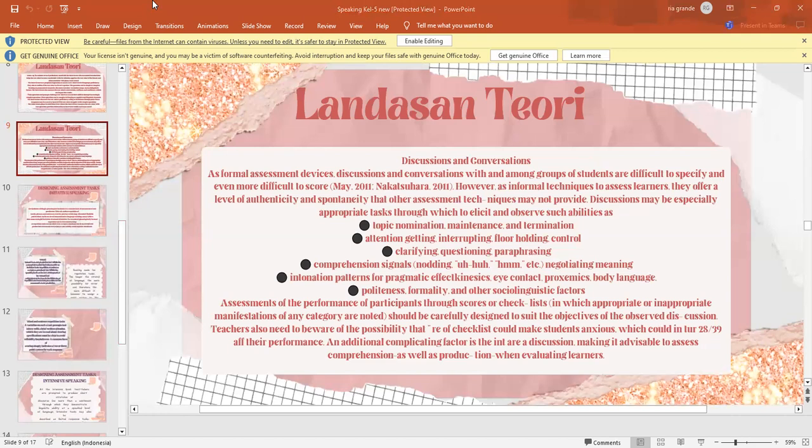Okay, so the next is the theoretical basis. It includes topic nomination, maintenance, and termination, attention getting, interrupting, floor holding, controlling, clarifying, questioning or paraphrasing, and then comprehension signals, intonation patterns for pragmatic effectiveness, eye contact, and then politeness, formality, and other sociolinguistic factors.